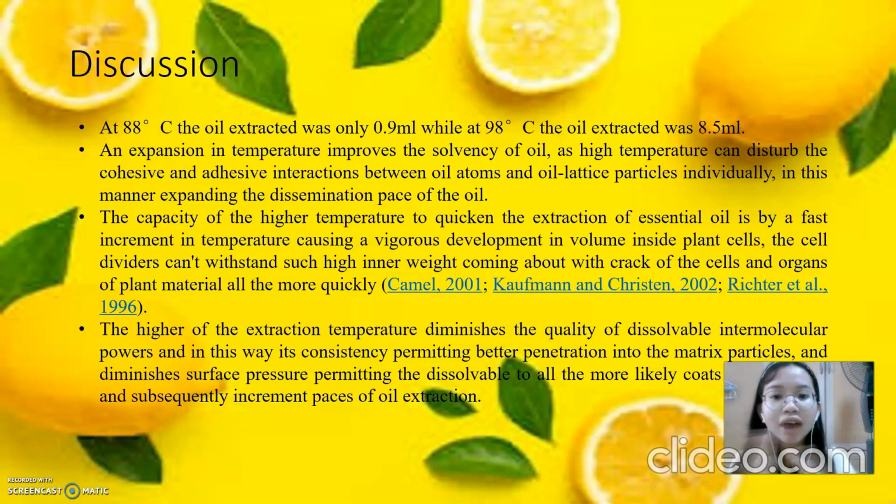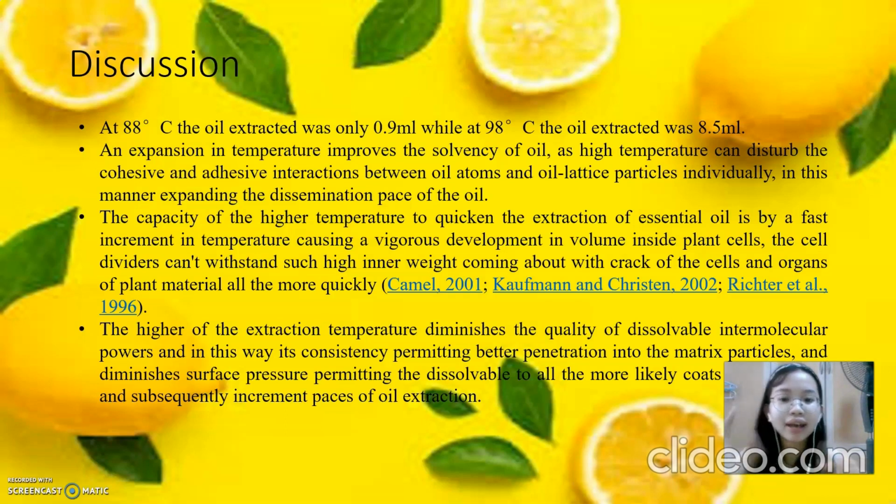The capacity of higher temperature to quicken the extraction of essential oil is due to a fast increase in temperature, causing a vigorous development in volume inside the plant cell. The cell wall cannot withstand such high internal pressure, resulting in rupture of the cell and release of the plant material more quickly.